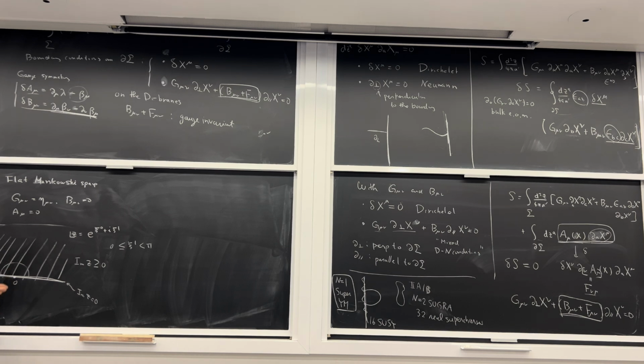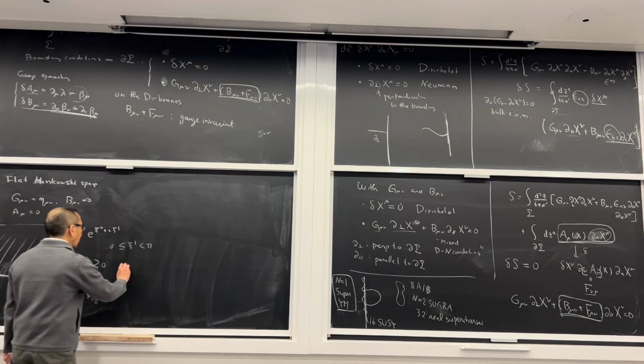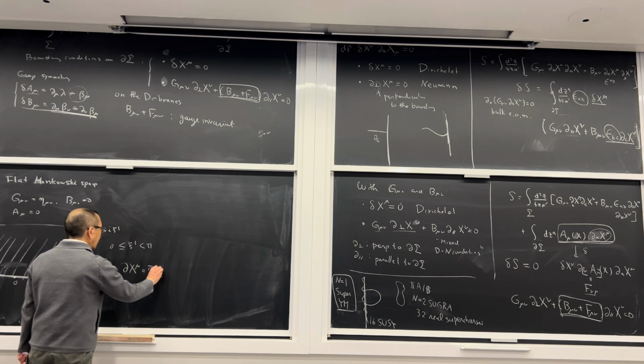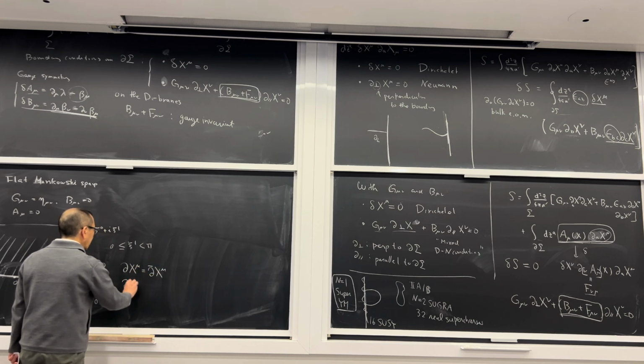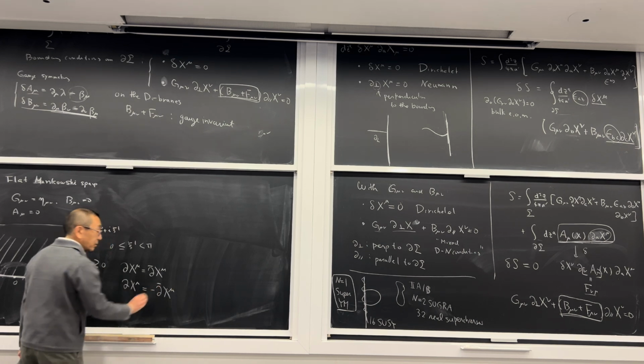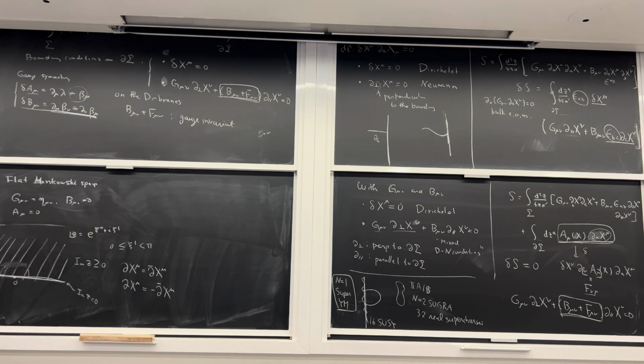Okay, so in this parameterization, you have a choice of either del X mu is equal to del bar X mu, or del X mu is equal to minus del bar X mu, depending on whether you impose a Neumann boundary condition or a Dirichlet boundary condition.